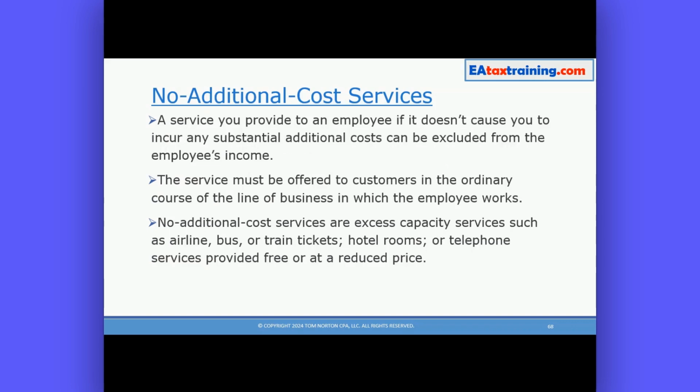No additional cost services. A service that you provide to an employee, if it doesn't cause you to incur any substantial additional costs, can be excluded from the employee's income. The service must be offered to customers in the ordinary course of the line of business to which the employee works. The no additional cost services are excess capacity services, such as airline, bus, or train tickets, hotel rooms, or telephone services provided free or at a reduced price.